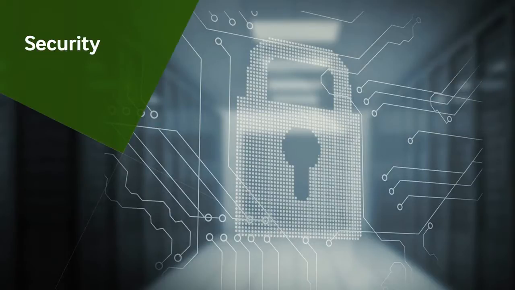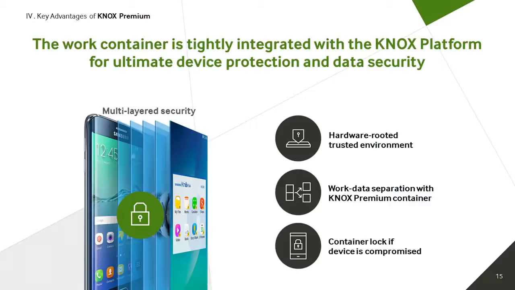Earlier, I described the KNOX Platform and how it provides a series of overlapping security mechanisms. These are an important part of KNOX Premium, and I want to review some of the highlights with you. KNOX Premium comes with an enterprise-grade work container that is tightly integrated with the underlying KNOX Platform. The work container completely isolates work apps and data from the personal space, and the data in the container is protected by the security mechanisms anchored in the very hardware of the device itself, the chipset.